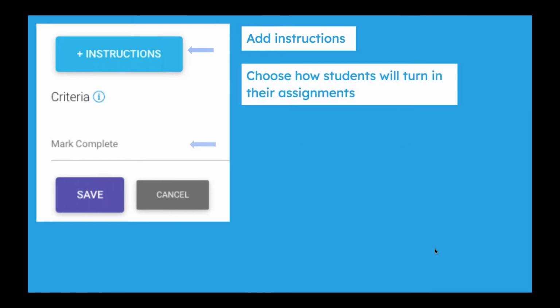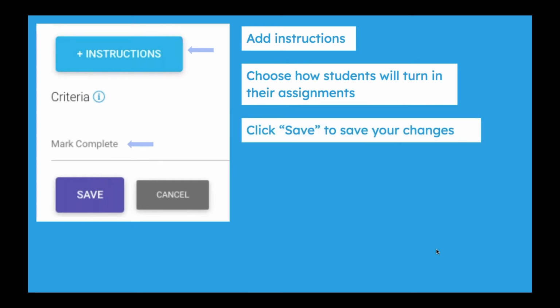So some will come with instructions and some will not, but you might want to add instructions. So if there are not currently instructions in place and you'd like to add some, you're going to use the plus instructions button. This is a little bit bigger than it was on my last screen, just so you can see it easier. And here you're also going to select how students are going to turn in their assignments. This one is marked as Mark Complete, but there's a drop-down menu that gives you some other options for how you'd like them to turn in their assignment. And then when you're finished, you are going to click Save.